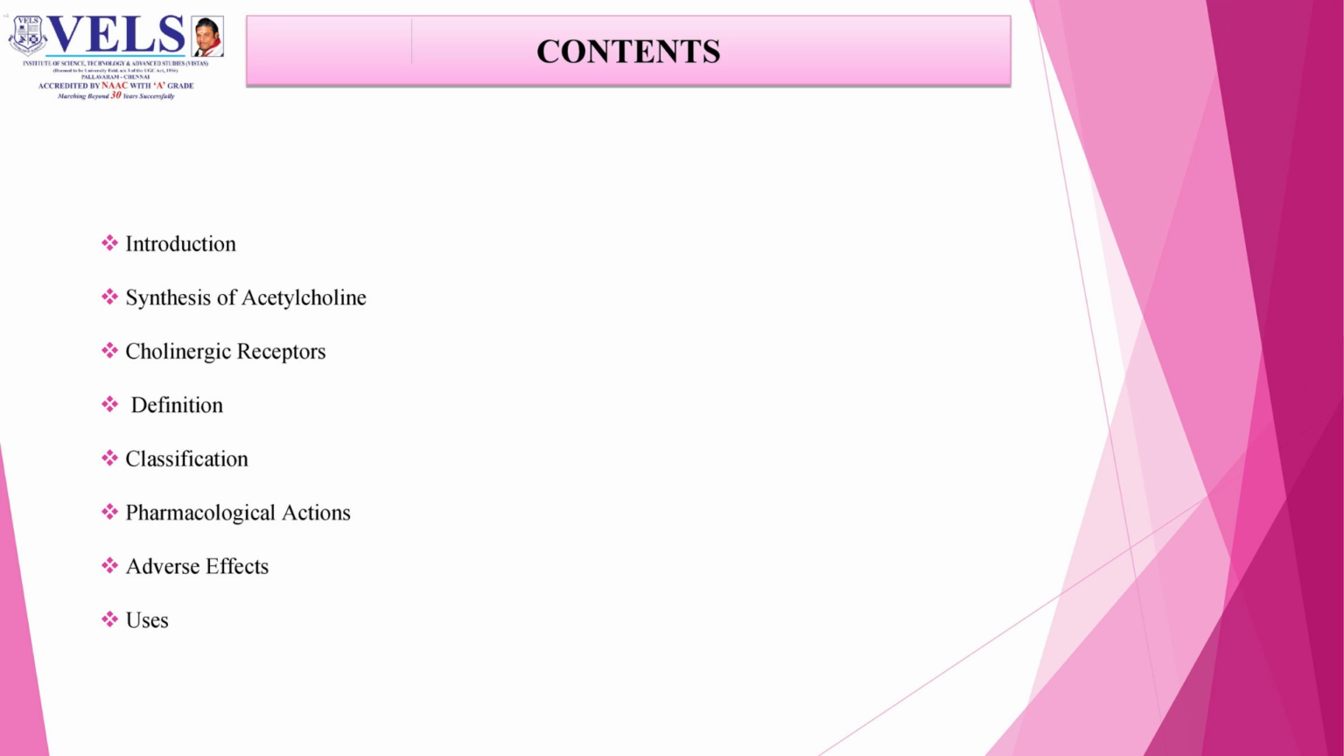The contents discussed in this chapter are introduction, synthesis of acetylcholine, cholinergic receptors, definition, classification, pharmacological actions, adverse effects, and uses of parasympathomimetics.